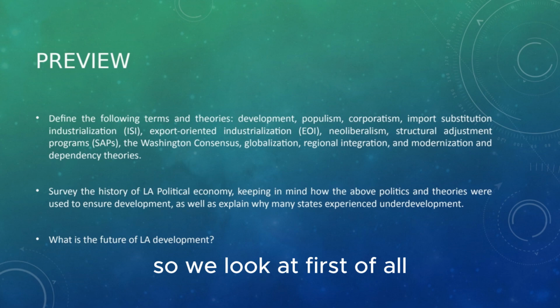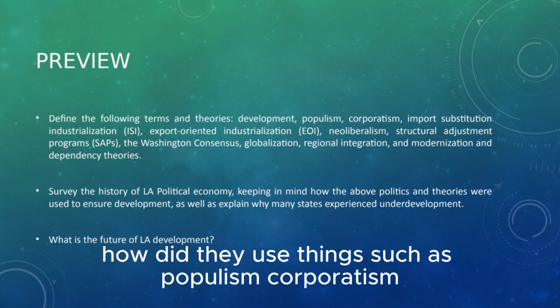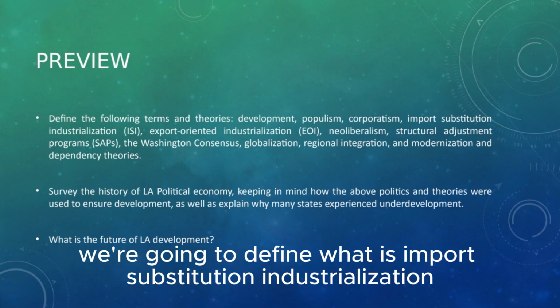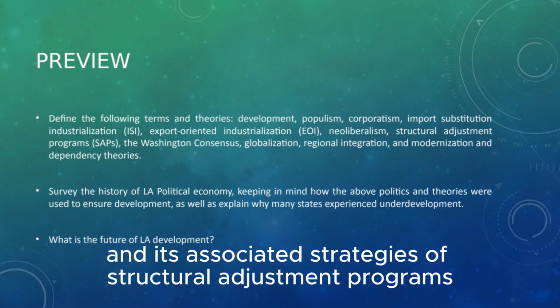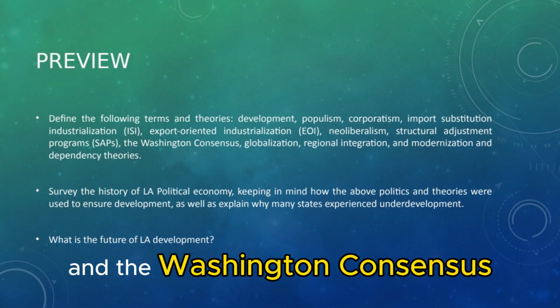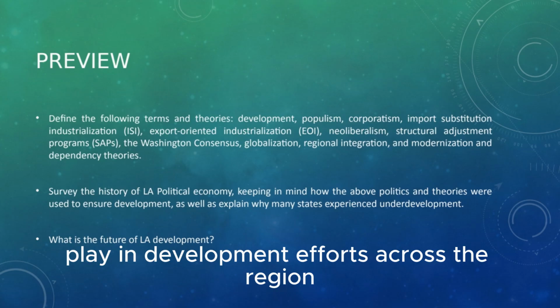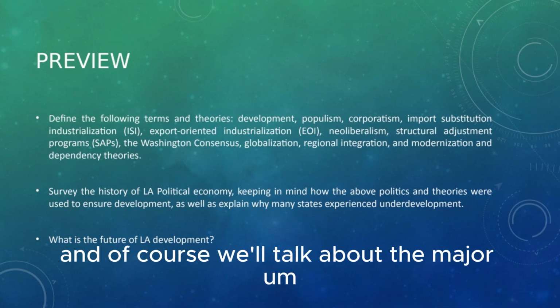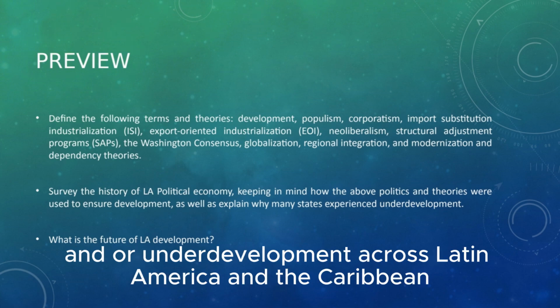So we look at, first of all, defining some of the major key terms, like what's development, how do they use things such as populism, corporatism. We're going to define what is import substitution industrialization, export-oriented industrialization, neoliberalism, and its associated strategies of structural adjustment programs and the Washington Consensus. What role does globalization and even regional integration play in development efforts across the region? And of course, we'll talk about the major theories that are used to try to explain development or underdevelopment across Latin America and the Caribbean.